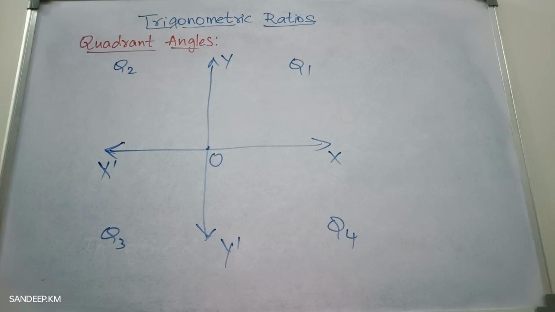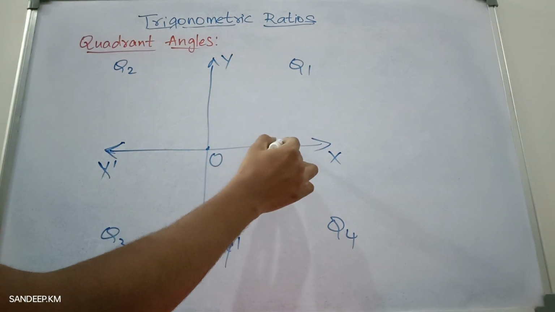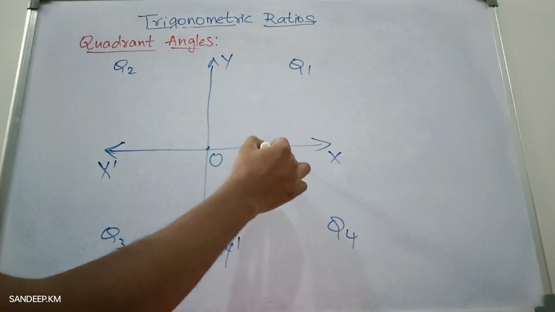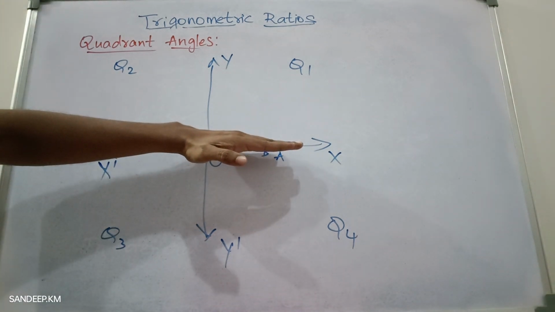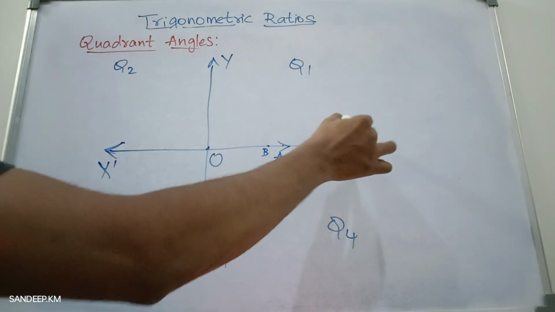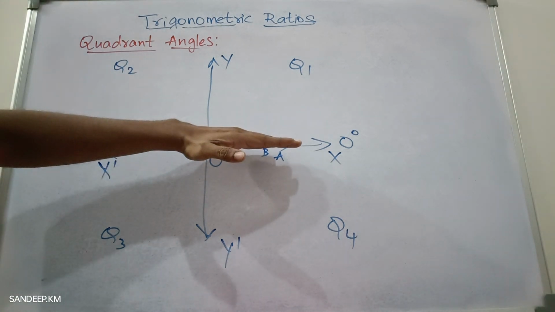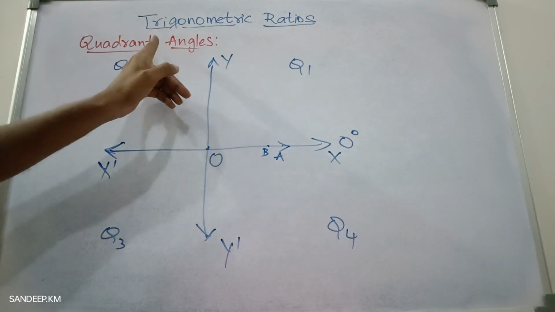So what are quadrant angles? First of all, assume that our initial ray OA is here and our terminal ray OB is also here. You got it? So there is no rotation between OA and OB, which means this angle is 0 degrees, correct or not? So our initial ray OA will be here itself.